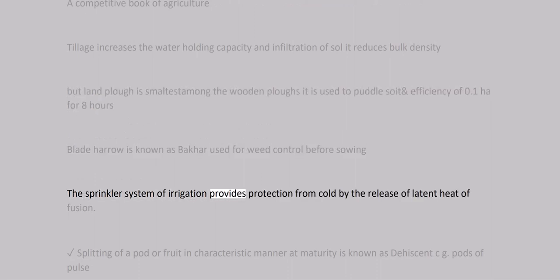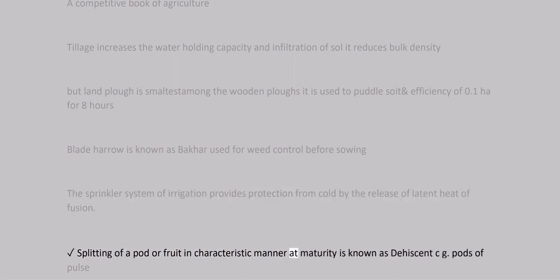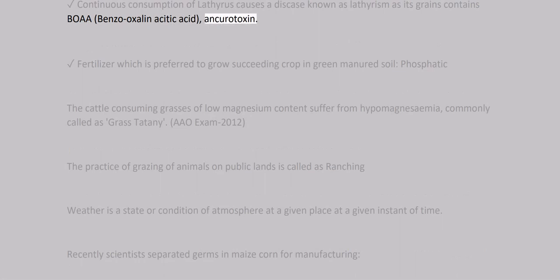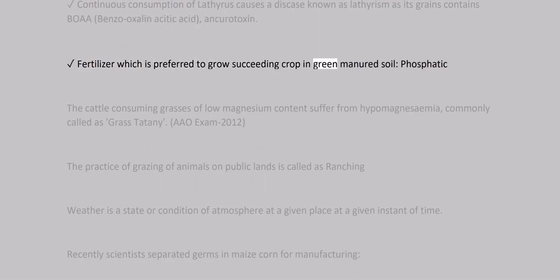The sprinkler system of irrigation provides protection from cold by the release of latent heat of fusion. Splitting of a pod or fruit in a characteristic manner at maturity is known as dehiscence. Continuous consumption of lathyrus causes a disease known as lathyrism, as its grains contain BOAA, beta-oxalyl amino alanine, and a neurotoxin. Which fertilizer is preferred to grow the succeeding crop in green manured soil?